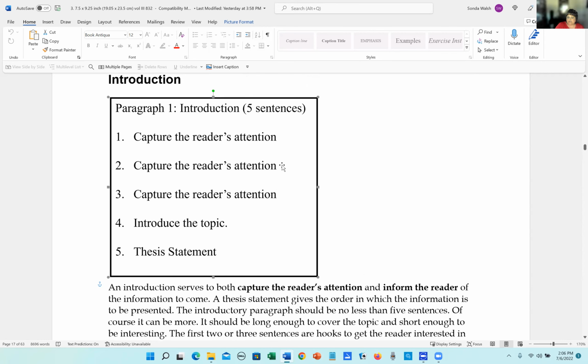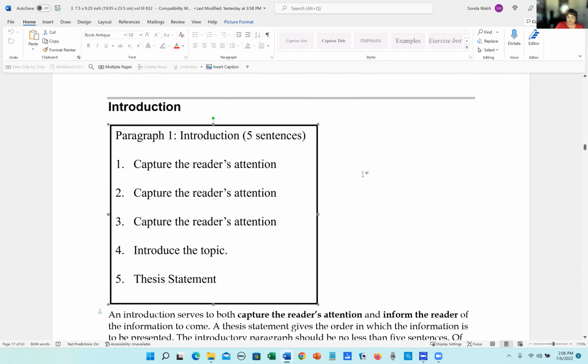So you're not writing sentences yet, you're just writing an outline. So one or two words next to number one in the introduction, one or two words next to number two in introduction, and one or two words next to number three on introduction. And that should get you caught up to where you need to be for your introduction on your outline.